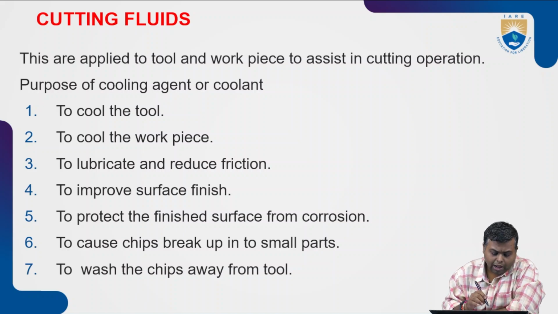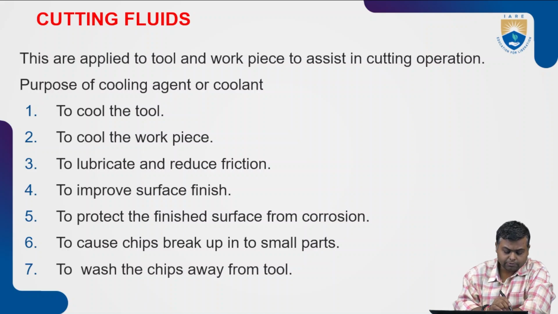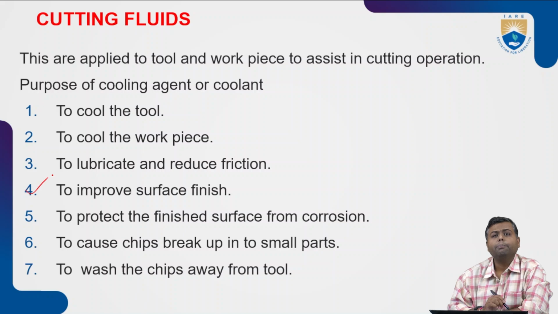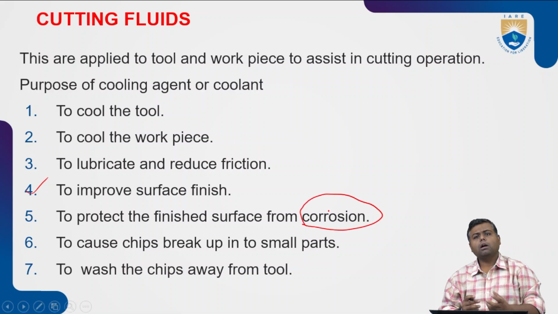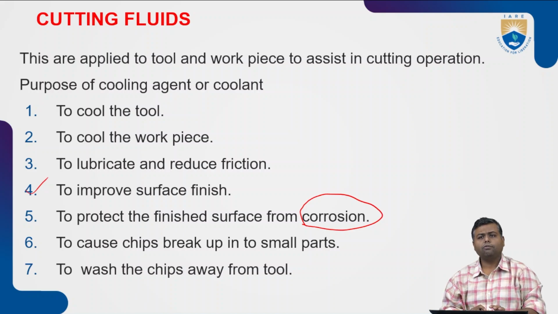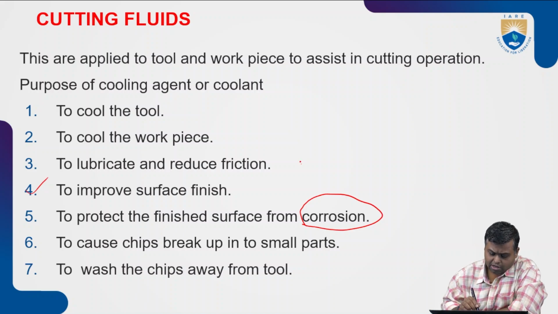Next, if you want a proper surface finish, that is point number 4, to improve the surface finish you need a proper lubricating process, that means the coolant application process. Next, we use it to avoid corrosion on the workpiece. Corrosion occurs in material exposed to nature, forming a corrosive layer on the surface after machining. This is the machined surface.